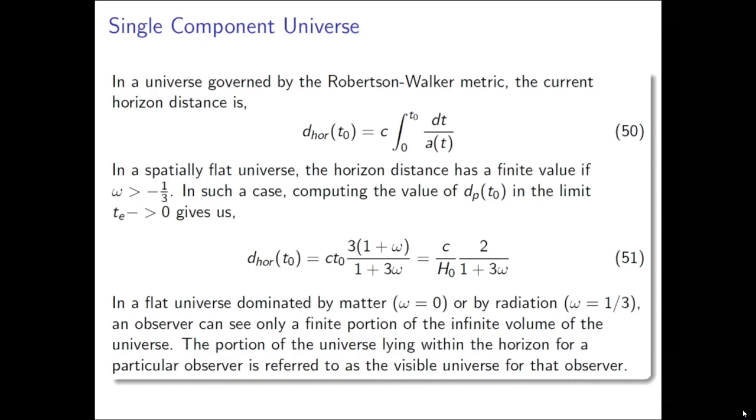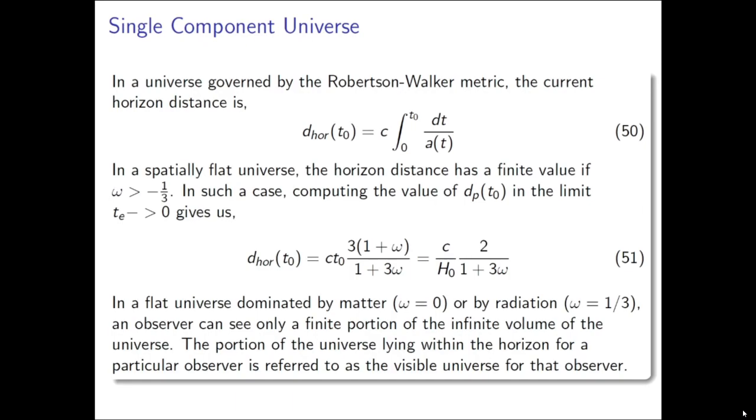te tends to 0, time of emission tends to 0, which is what we are using in equation number 50. So we find the horizon distance to be c by h naught times 2 by 1 plus 3 omega. In a spatially flat universe dominated by matter, where the state parameter omega is 0, or by radiation, where omega is 1 by 3, an observer can only see a finite portion of the infinite volume of the universe. That finite portion is what we established as the horizon distance. So we can only see objects, or the light emitted from objects, that are within the horizon distance and not greater than it.